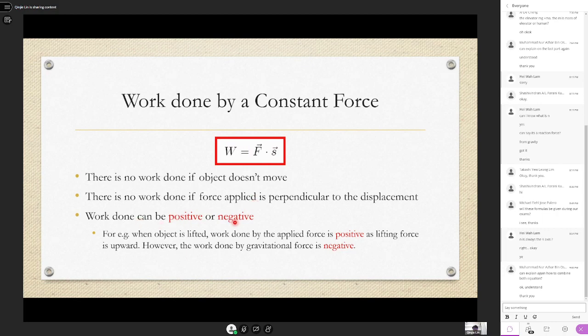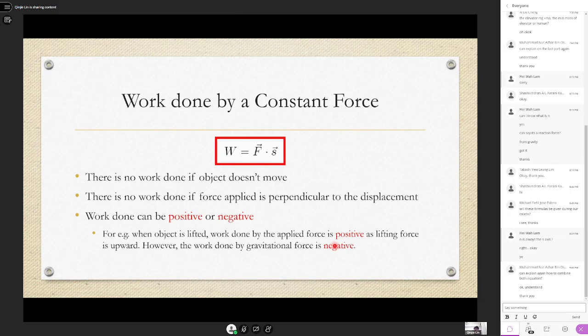Work done can be positive or negative. For example, when an object is lifted, the work done by the applied force is positive because they are in the same direction. When you lift something up, you apply an upward force, so it is positive. However, the work done by gravitational force is negative. So it depends on which force we are talking about.